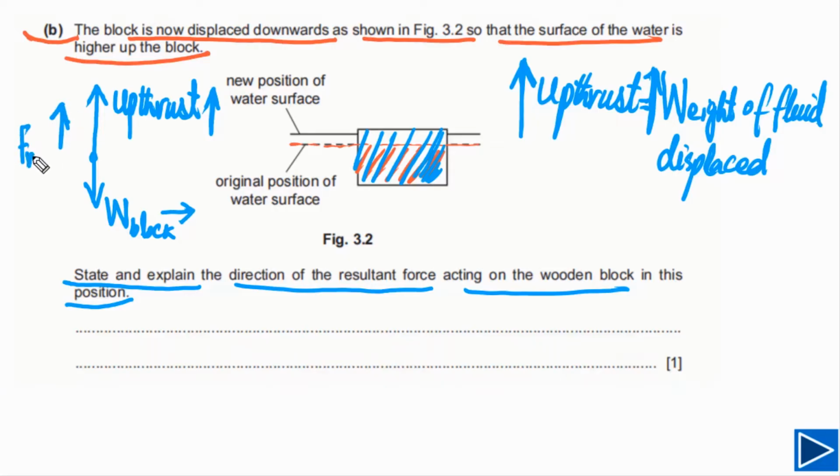So we can write down F net in this case is upwards. So first thing we have to write down, we need to state, we can say resultant force is upwards. So this is the first thing we have to say.